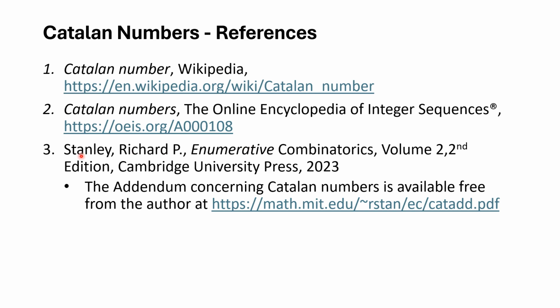And then there's the book I mentioned earlier, Richard Stanley's Enumerative Combinatorics, Volume 2, second edition from Cambridge University Press, 2023. And it's actually the addendum to this book, which is of interest in terms of Catalan numbers. Unfortunately, the author made this available, or at least right now, as of January 25th, 2025, this is a workable link, and I was able to access it. So if you go there, you'll get this addendum, which is quite long, and that has a lot of information on Catalan numbers also. So you may want to check that out.